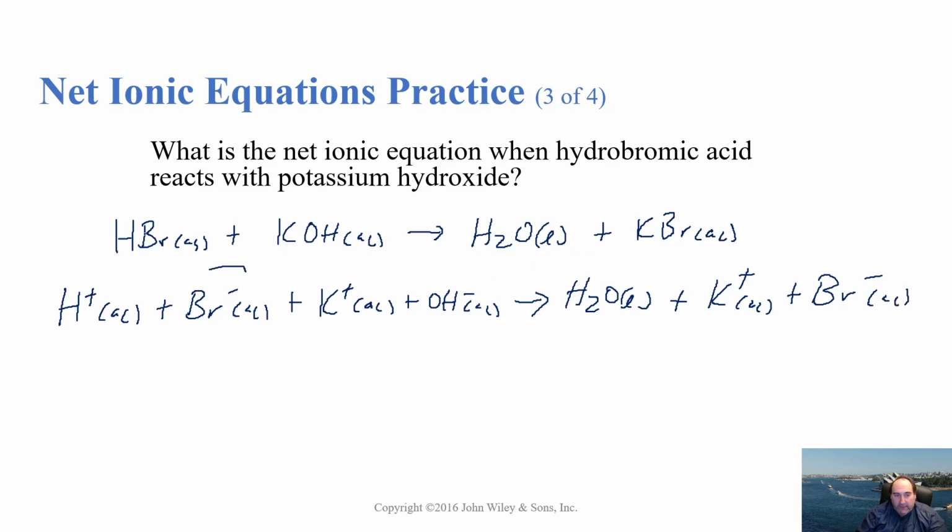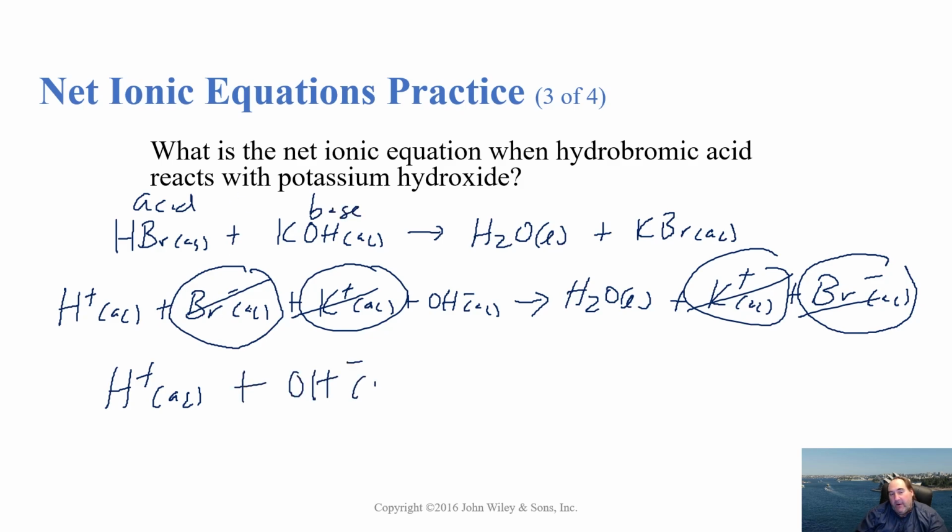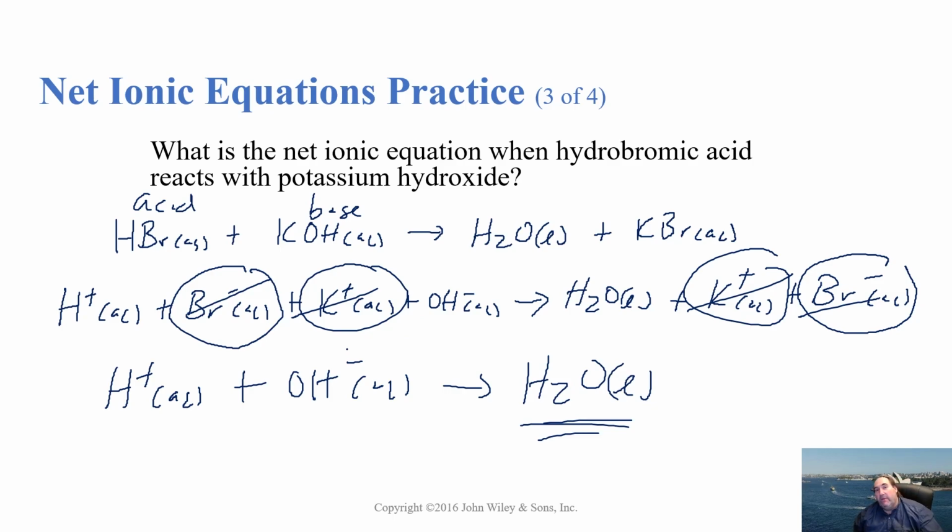Looking for spectator ions here, Br minus and K plus are exactly the same on both sides, so they cancel out. Ultimately, what is happening in this reaction is the H plus from the acid, which is this guy, and the OH minus from our base, this guy, are going to come together to make our friend water. And if you remember, that is one of the 3 main reasons why a reaction takes place: formation of water, which we just did here. So unlike the other one, which was formation of a solid, here is actually formation of water, which is one of the reasons why it takes place.